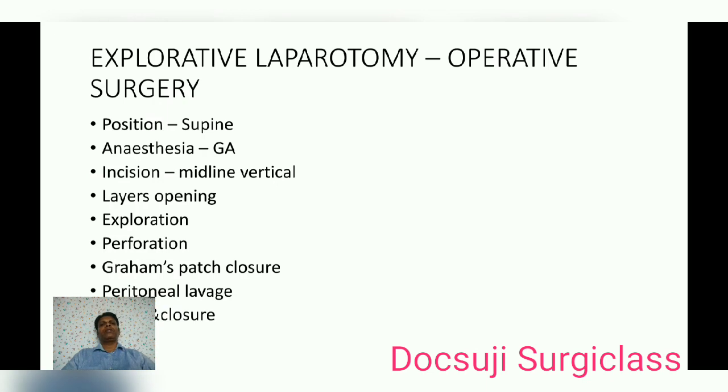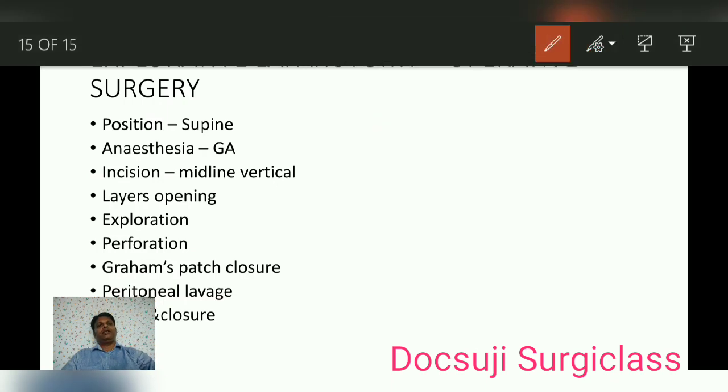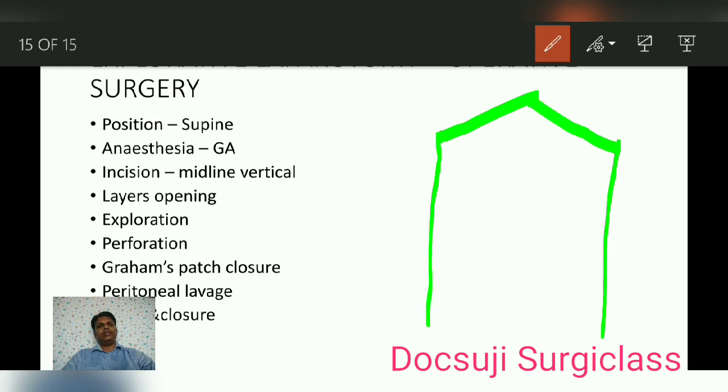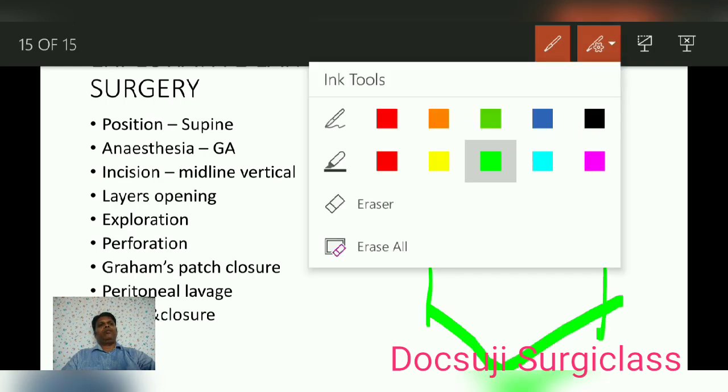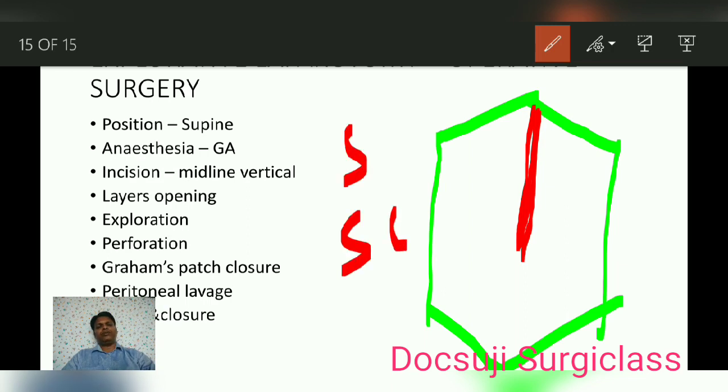How will you do that? As with any other surgery, the patient position is supine. The anesthesia will be a general anesthesia. Then the incision: where to put the incision? In case of suspected peptic ulcer perforation, you have to put an upper midline vertical incision. Then you open the layers. First the skin, then the subcutaneous tissue, then the linea alba. In the midline you open the linea alba, followed by the peritoneum.